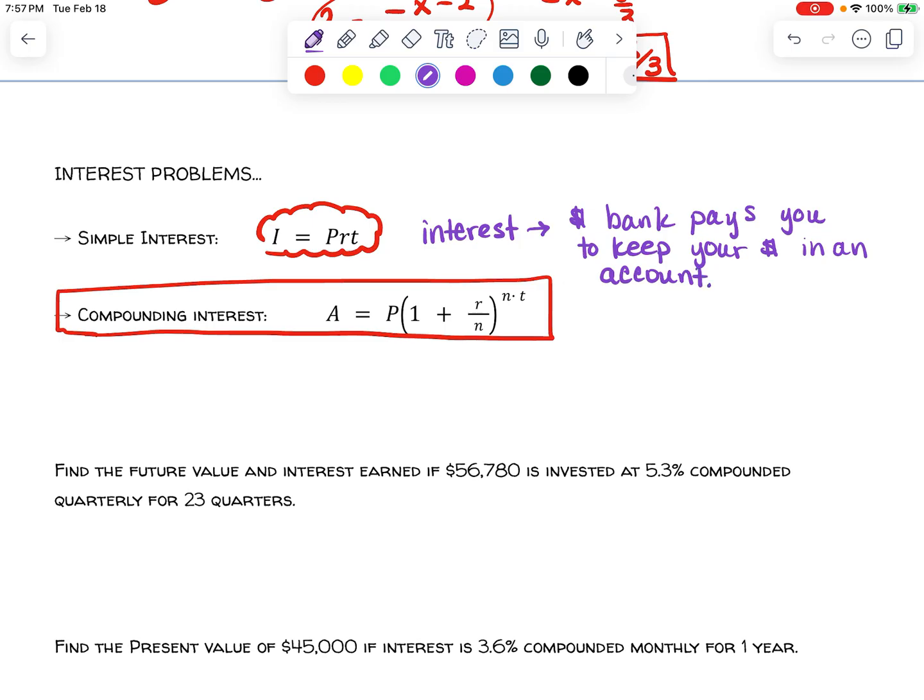Okay. They want to pay you money because then they're going to loan your money out to some other people and make more money off of that. Now, a couple things. This is the amount in your account.